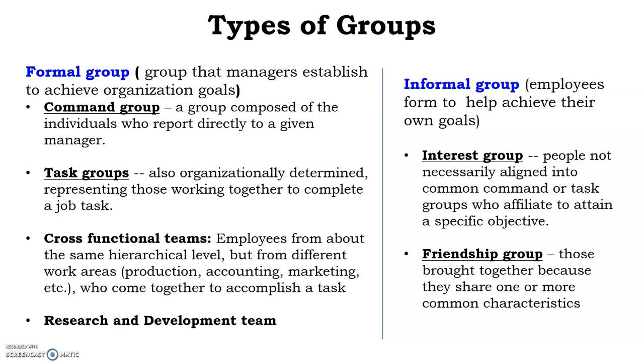The interest groups are special interest groups, people not necessarily aligned into a common command or task. Groups who affiliate to attain a specific objective. There may be some specific objective, like a union or association. They may have certain collective bargaining. To reach the bargaining power, they may form a group. It's called an interest group.